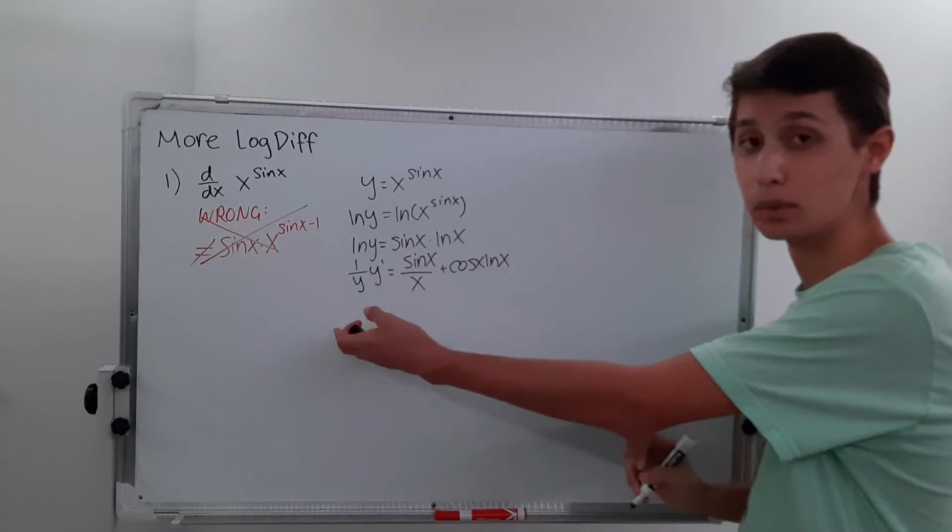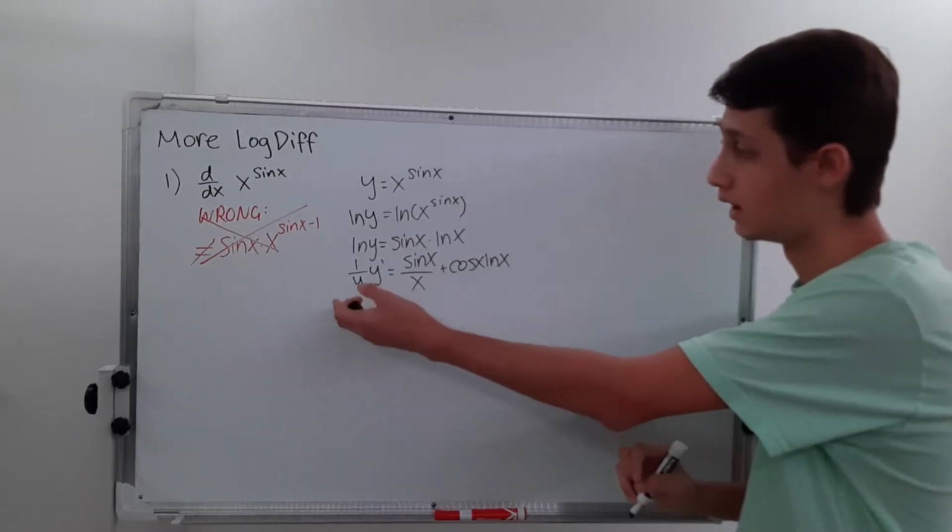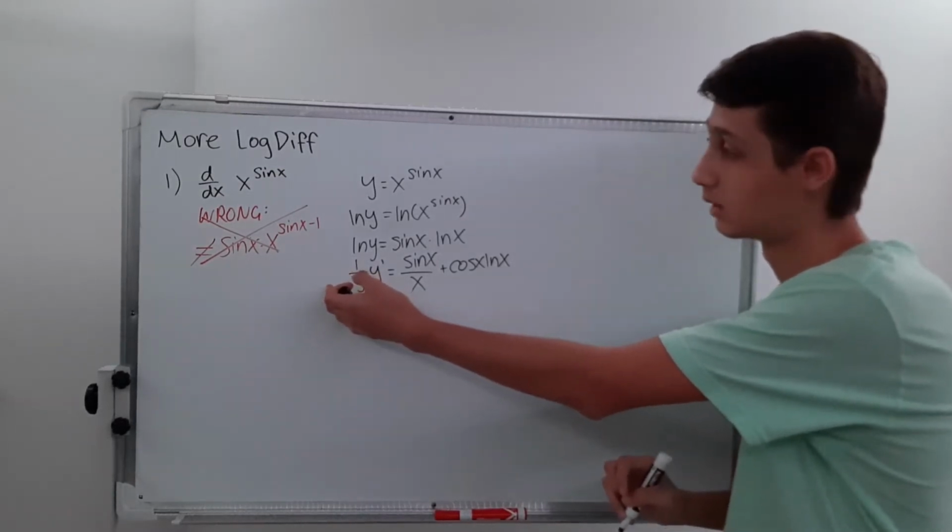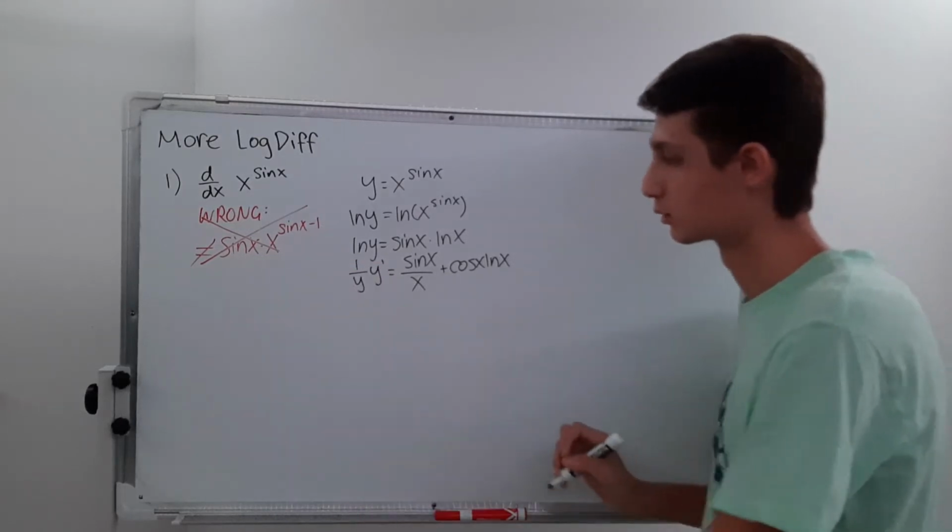Okay, and then what we do is we multiply both sides by y, because we want to get rid of this. And what is y? Actually, I'll just do it explicitly first.